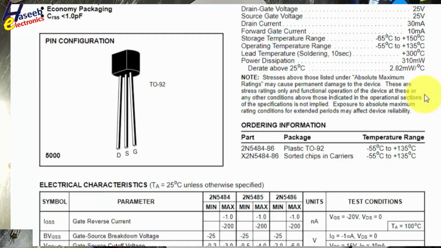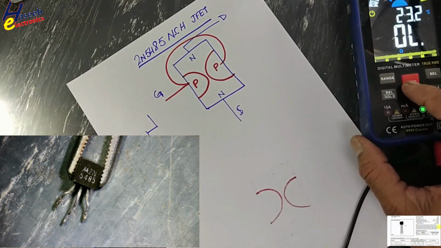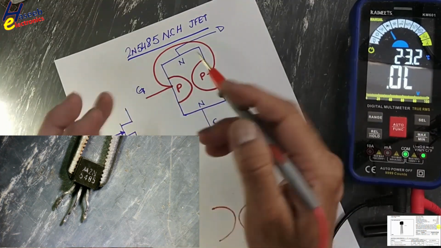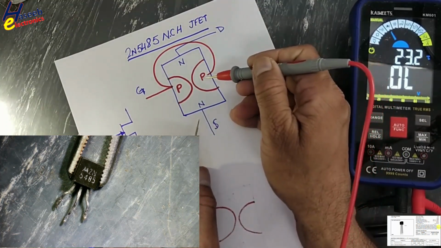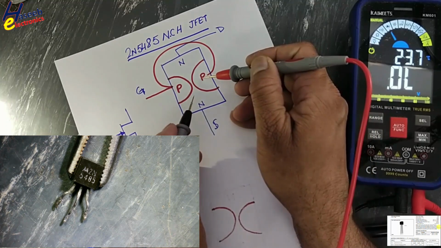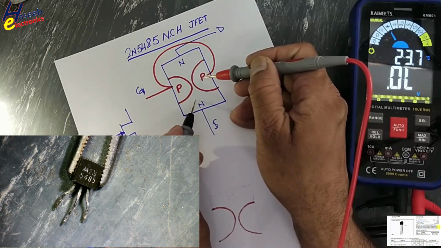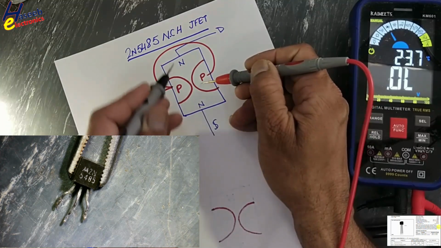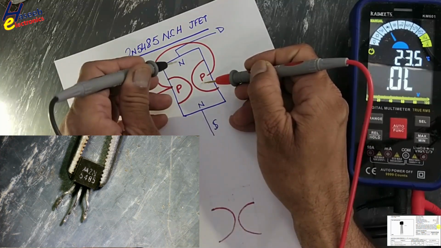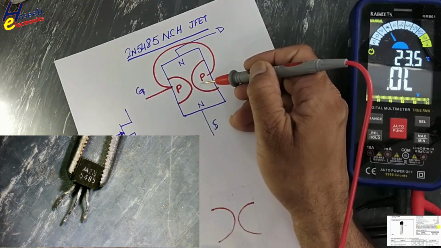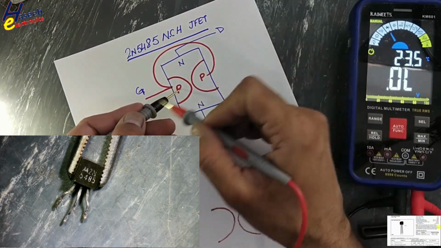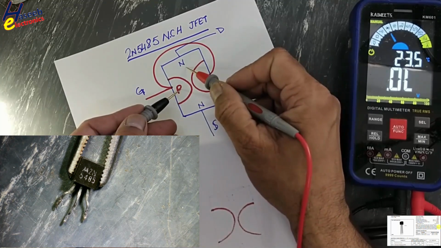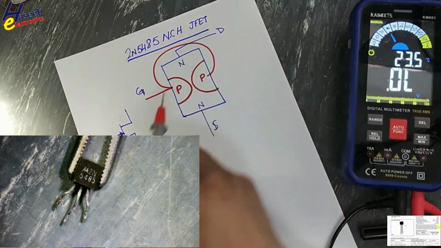Let's check it now. To test JFET, set multimeter to diode. If I connect a red lead at P material and black lead at N material, this junction will forward bias. Either we are testing with N source or N drain. And if we check black lead at P material, red at N material, source and drain, it will be open circuit. Let's check it now.